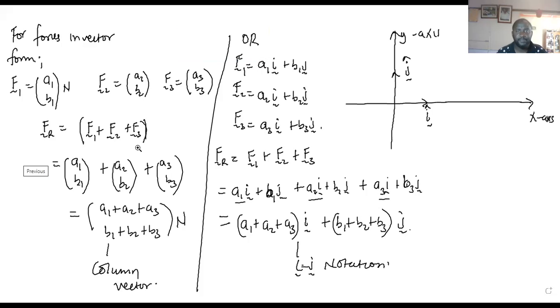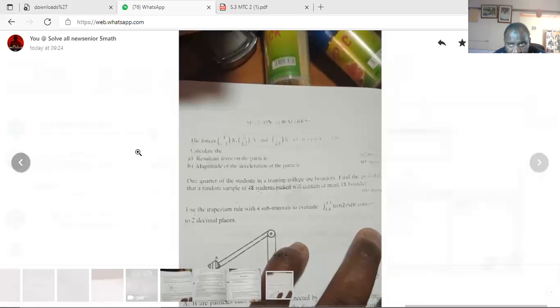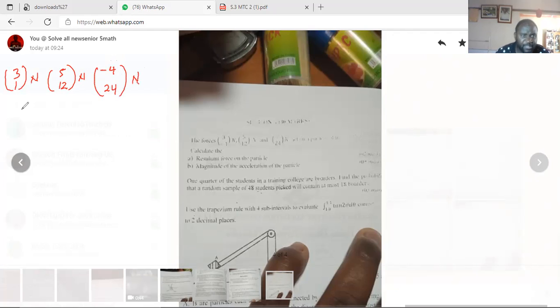So here we are. The question says, the numbers were not so clear here, but I have them. I can write them for you. Forces 31 newtons, 512 newtons, and 424 newtons act on a mass of 2 kgs.